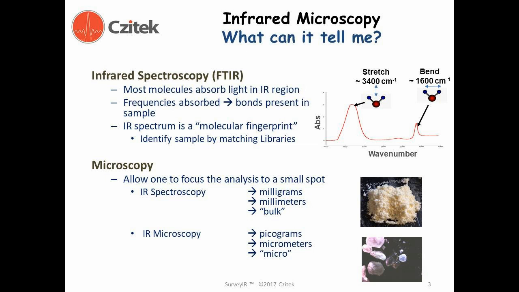Infrared microspectroscopy extends FTIR spectroscopy into the microdomain. With conventional infrared spectroscopy, we measure mass on the scale of milligrams and length on the scale of millimeters. Infrared spectroscopy is a bulk method. By coupling beam condensing optics and sample isolation optics, we can extend spectroscopy into the microdomain, where mass is measured in picograms and length is measured in micrometers. Infrared microspectroscopy is a micro method.